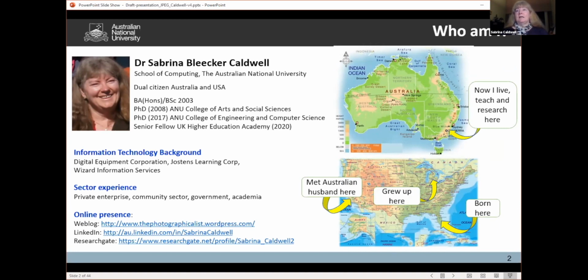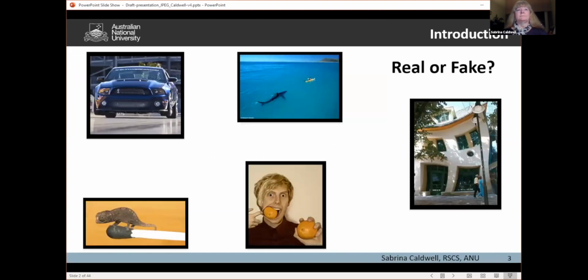I got interested in fake media when I was doing my first PhD in the College of Arts and Social Sciences, and I became concerned about the future of photographs in light of the easy image manipulation that had begun to be promulgated everywhere, really. And so I decided that the best way to tackle that particular issue, because it's such a difficult one, is to do another PhD. And I did that at ANU as well in the College of Engineering and Computer Science.